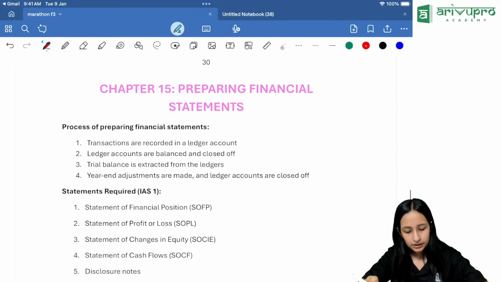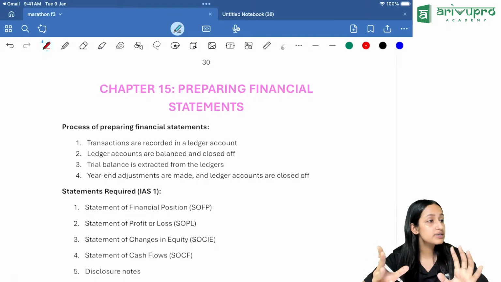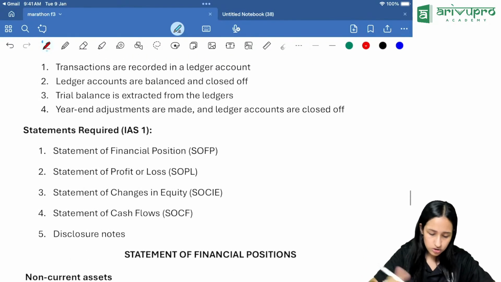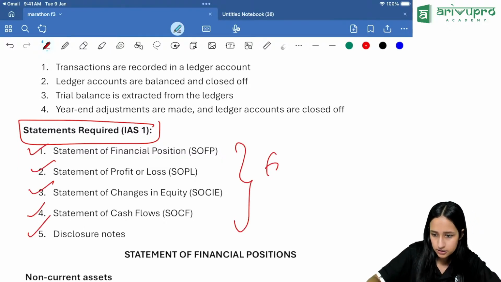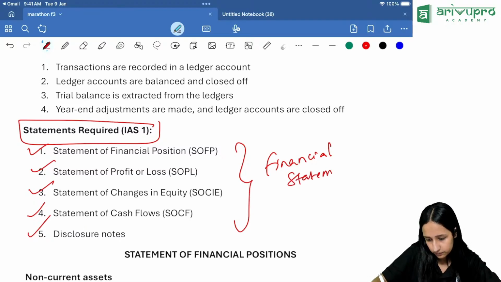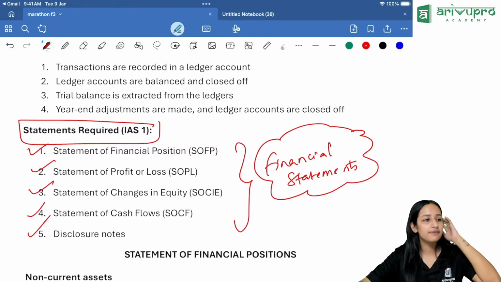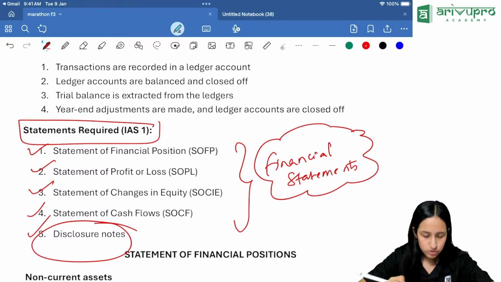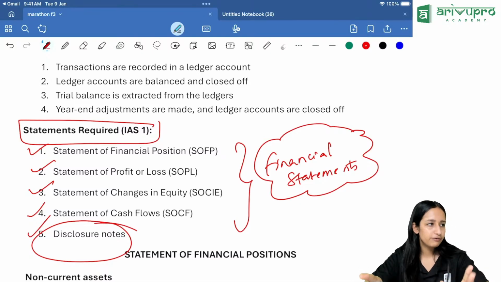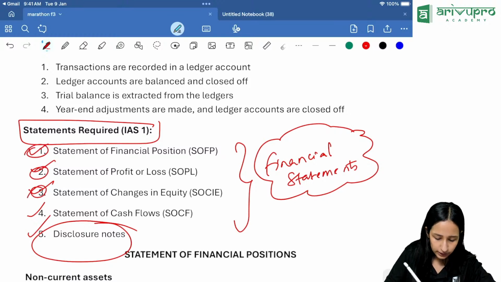Next, chapter number 15. This particular chapter is all going to be about the statements. Okay, so see, according to IAS 1, these are the 5 financial statements that a company deals with. Okay, these are the 5 statements that the company deals with, right? So for these disclosure notes, there is no fixed format. We do not need to care about that a lot. But the remaining 4 we need to understand.